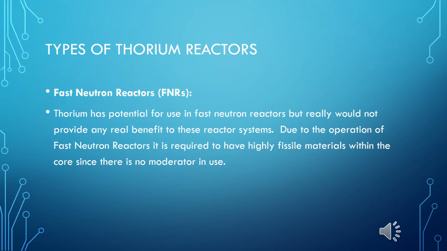The types of thorium reactors. I will discuss three different types. The first one being the fast neutron reactor. There is application for thorium within the fast neutron reactor technology. However, it would not provide any real benefit to these reactor systems. Due to the operation of the fast neutron reactor, it's required to have a highly fissile material within the core, since there's no moderator in use.